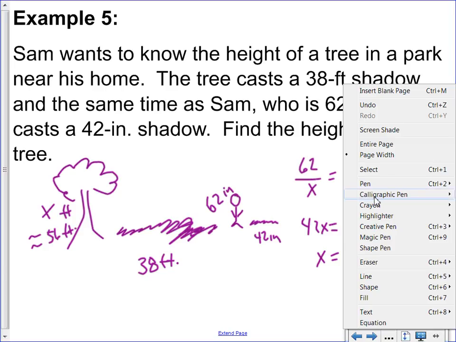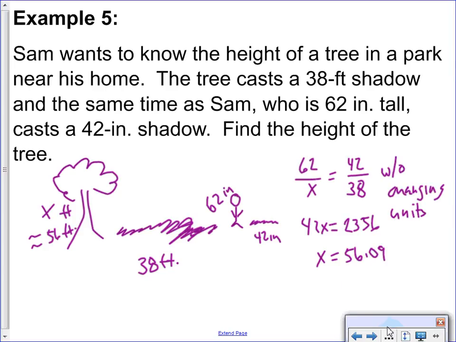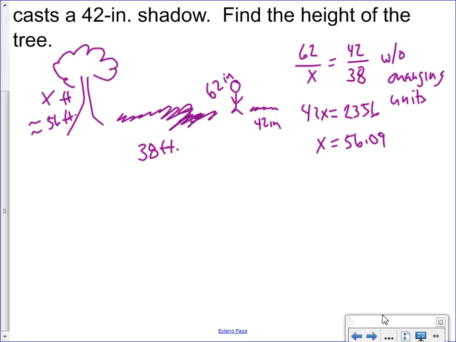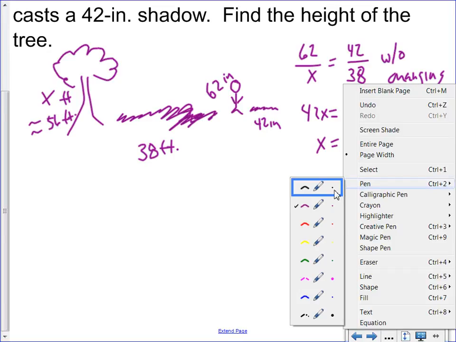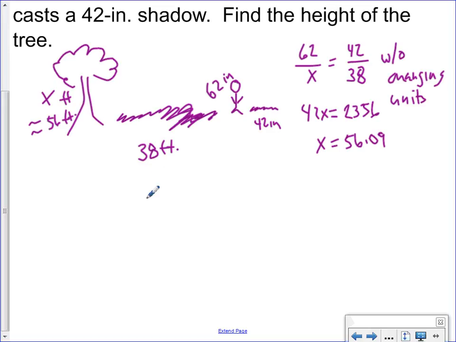If you want to change the feet to inches, let's see if it matters. How many inches are in a foot? 12. So 38 feet is also how many inches? 456 inches. So using everything but changing the 38 to 456, let's see if it's the same thing.